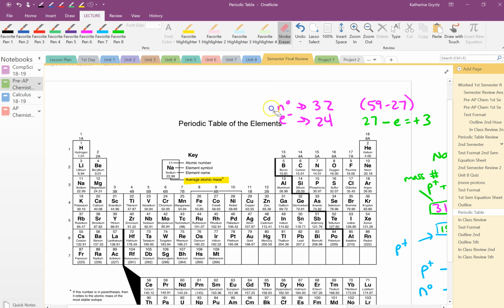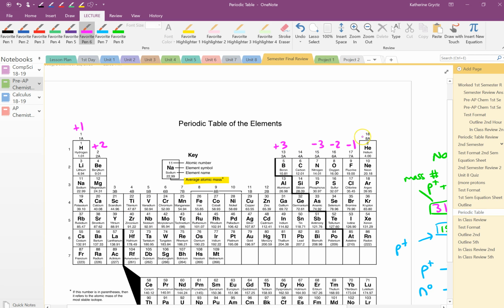So you should remember that we gave some charges to some families. That this first family is a +1. Then we have a +2. Then we skipped over all this middle stuff. We had a +3. We did not give this family a charge. We had a -3, a -2, a -1. And then the noble gases don't usually participate. They have a charge of 0.